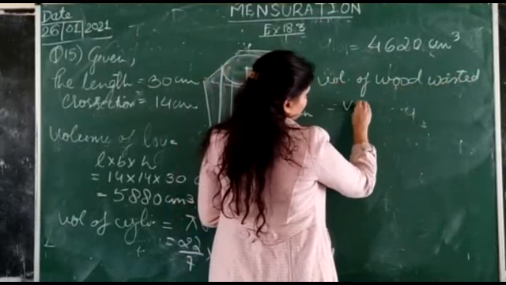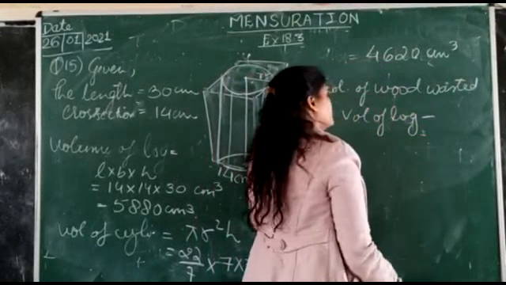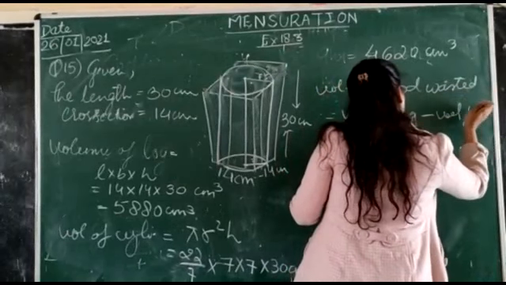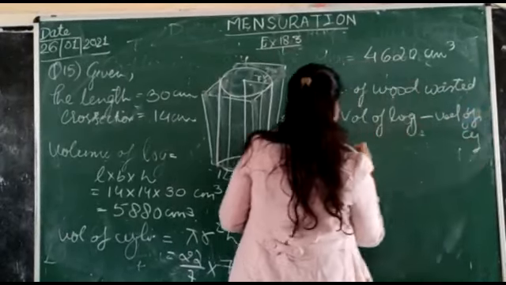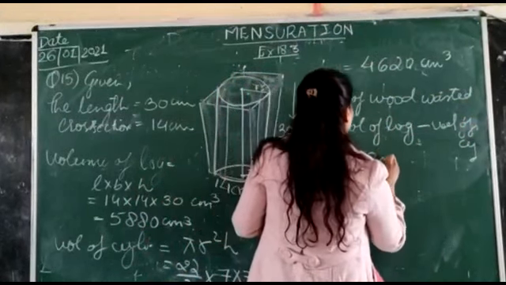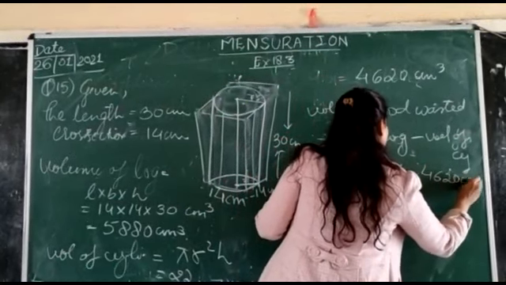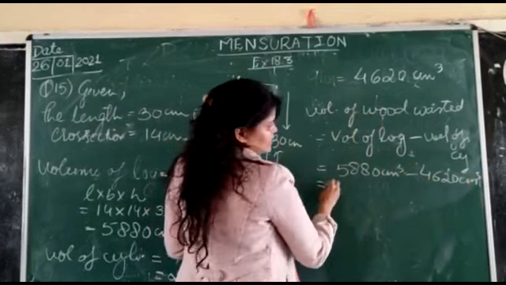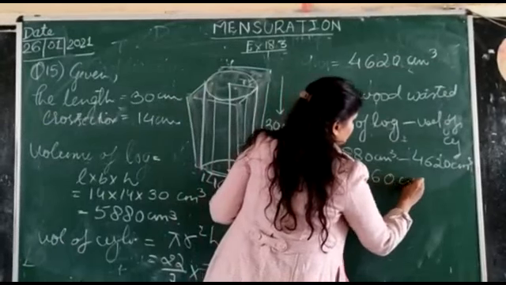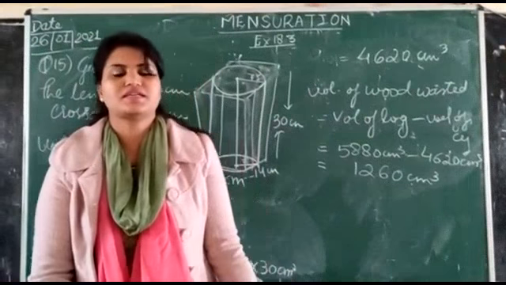Okay. Now the volume of the wood wasted, volume of wood wasted is equals to volume of log minus log means log wood, log of wood, and volume of cylinder. It is 5880 centimeter cube minus 4620 centimeter cube, and you will get 1260 centimeter cube as the volume of the log wasted. So this is all about your exercise 18.3.